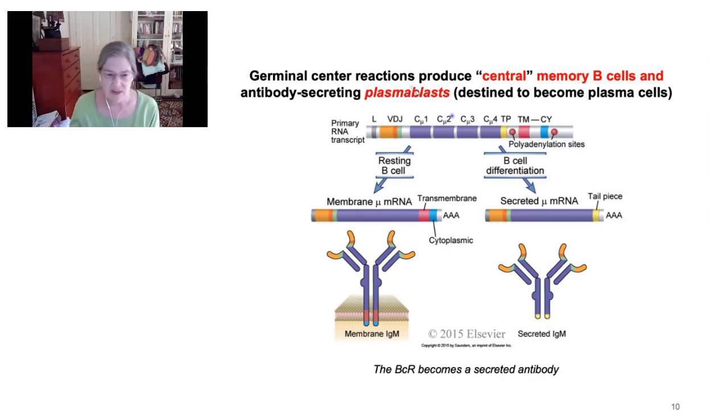And those guys have on their surface antibody, and it's just alternative RNA splicing, where they have a transmembrane region. And then when that cell becomes a plasma cell, it gives up the transmembrane region. Instead, it splices on this tail piece, which allows the heavy chain to be made as a secreted heavy chain instead of a membrane-bound heavy chain.